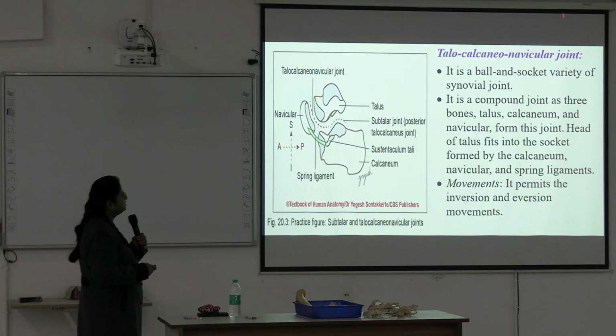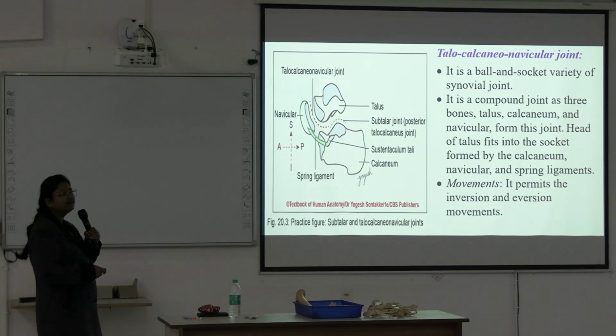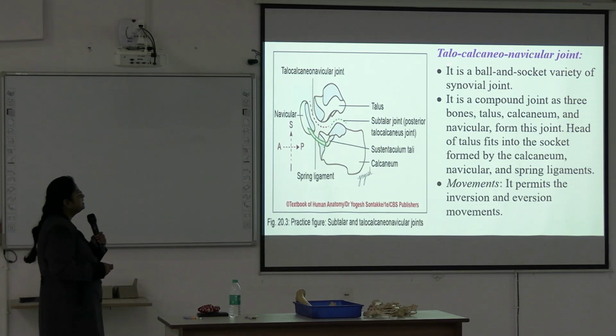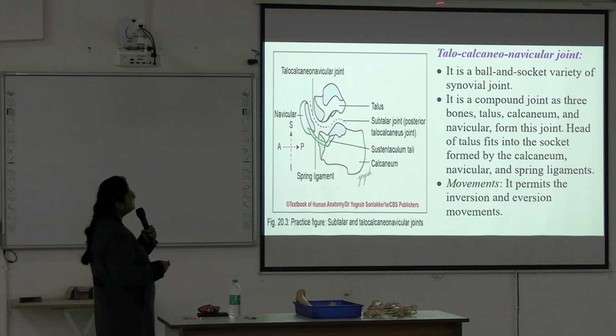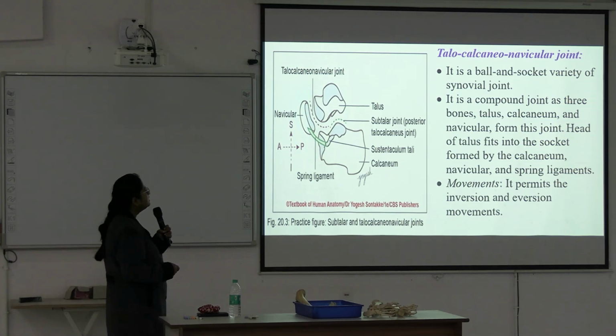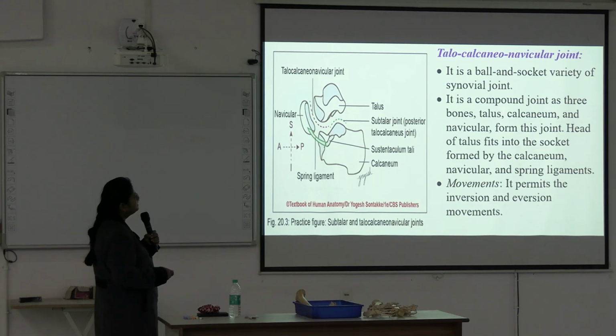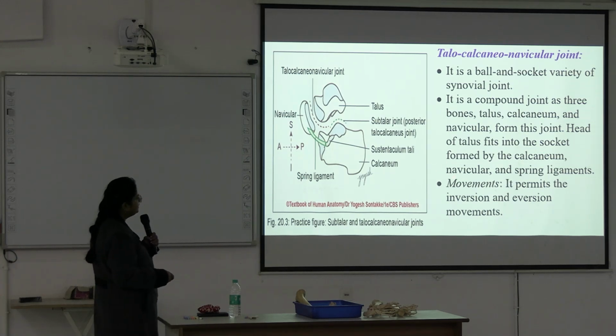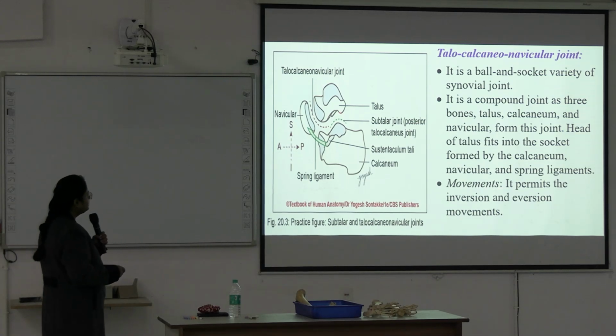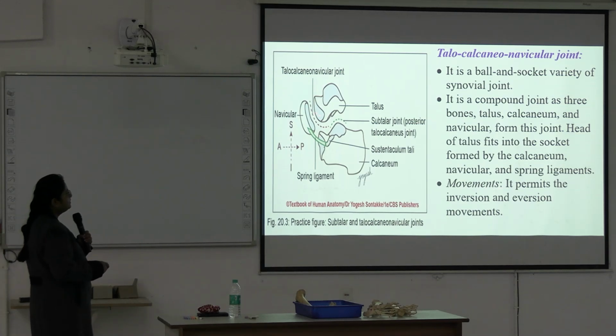Next is the talocalcaneonavicular joint. This is very frequently asked. What is the type of joint? It is a ball and socket variety of synovial joint. Very, very important. It is a compound joint, as three bones, talus, calcaneum and navicular, form this joint. The head of the talus fits into the socket formed by the calcaneum, navicular and spring ligament.